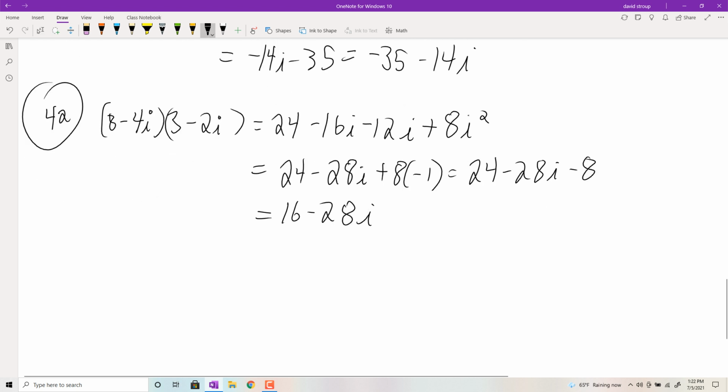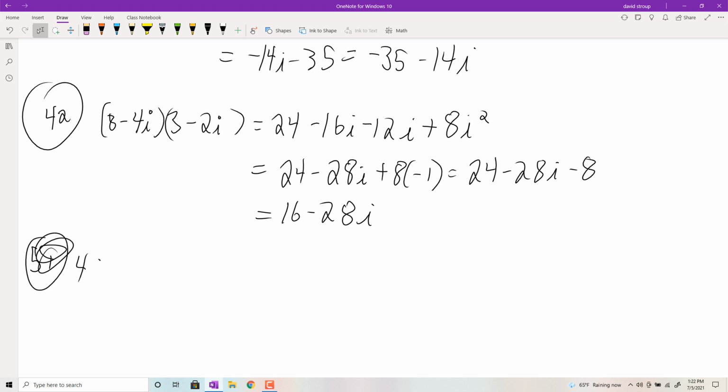Okay. Let's try 45. Actually, let's try 51. No, let's do 45. Sorry for being indecisive there. 3 plus 5i times 3 minus 5i. So we're going to see this later when we get to division. Basically, to perform division with complex numbers, you have to multiply top and bottom by the conjugate. It's just like when you dealt with rationalizing denominators. Okay, so it's a lot like that.